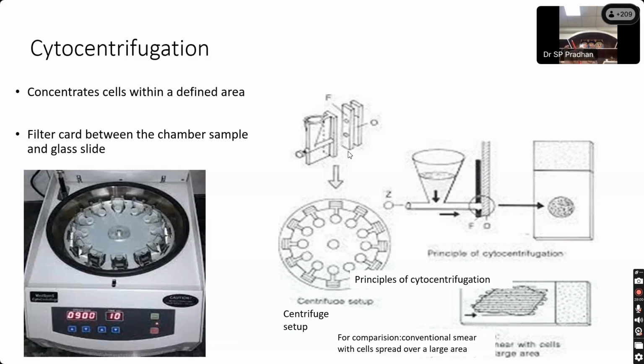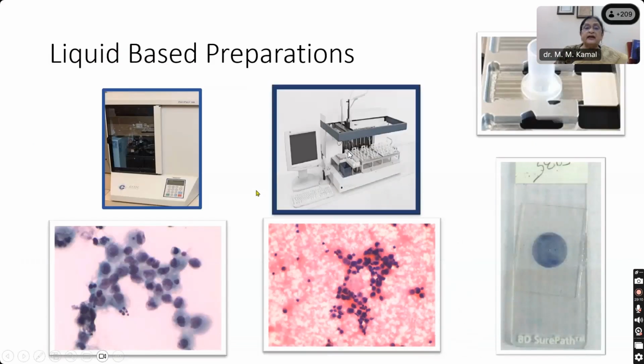Too much concentration of cells in that small area makes it difficult to interpret the cytoplasmic and nuclear details. So as I said, it depends on the purpose of each department. Now, what is this?